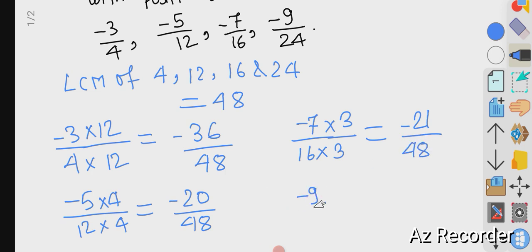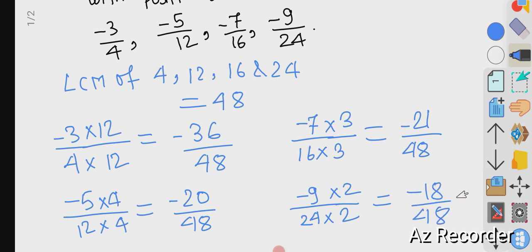And the last number is minus 9 upon 24. So what will we multiply in the denominator to get 48? 2. So in the numerator we get minus 18 upon 48. Things are clear. Moving forward.